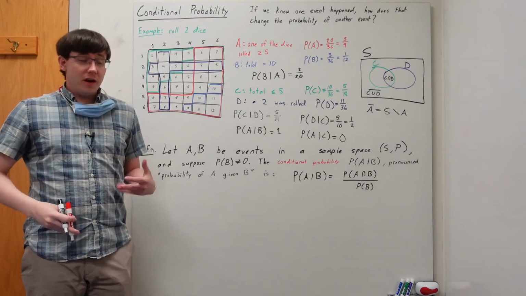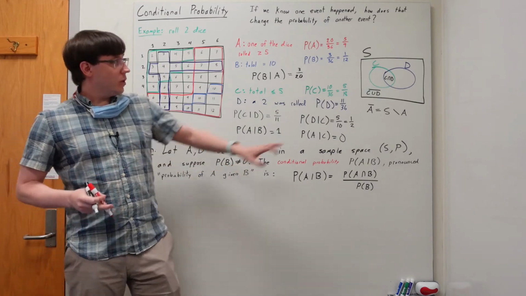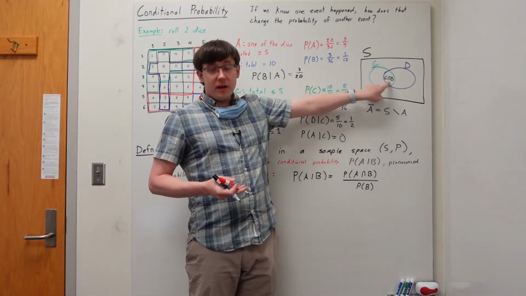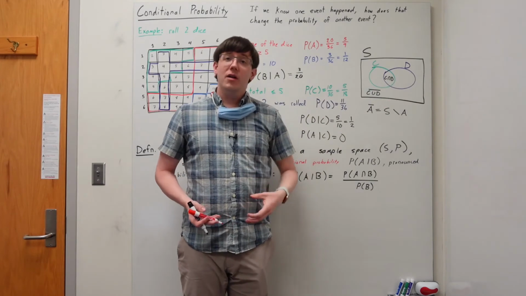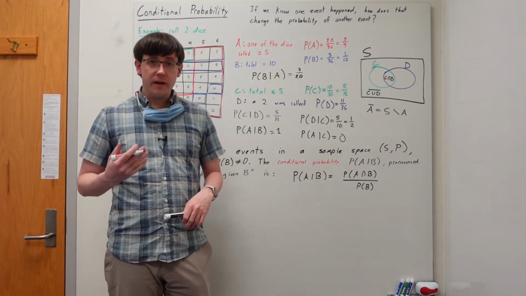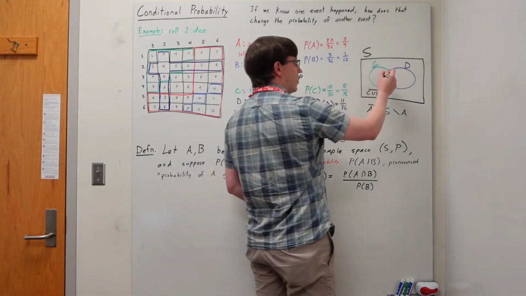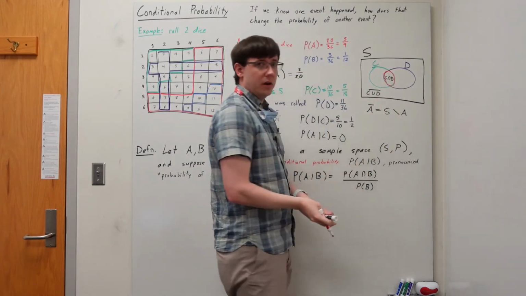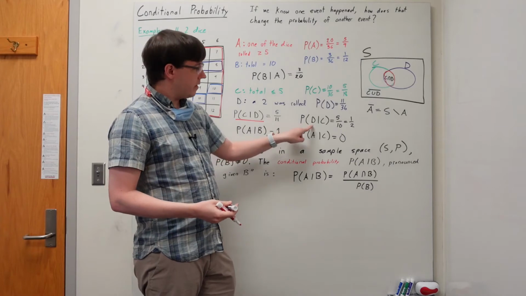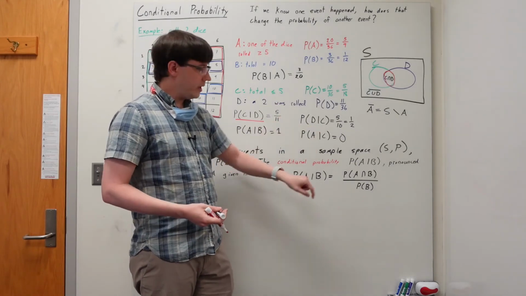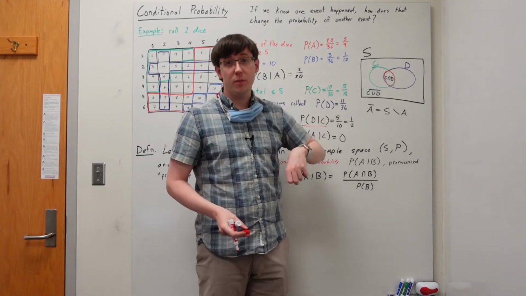So our formal definition of the conditional probability A given B is exactly what we just described. The probability of the intersection of the two events divided by the probability of the event that we are conditioning on. So in our Venn diagram, the conditional probability C given D is the probability of the intersection divided by the probability of D, and the conditional probability of D given C is also the probability of the intersection, but in this case divided by the probability of C.